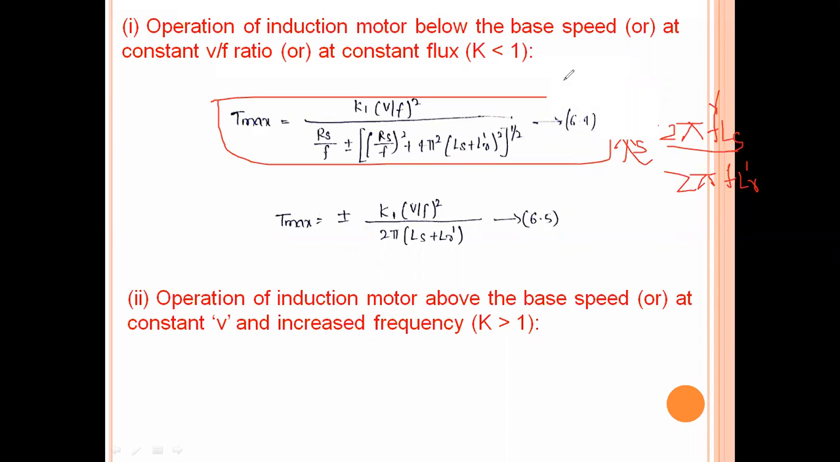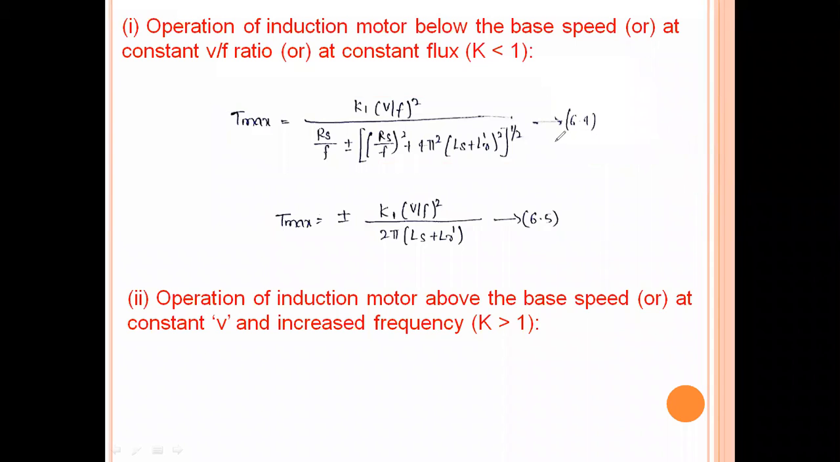Okay, so the maximum torque equation, which we have seen in equation 5.14 in the previous part of the third unit, has been changed here because we have completely modified that equation in terms of frequency, because we need to control the frequency here. So we have done that here. This equation 6.4 gives the maximum torque for frequency control.